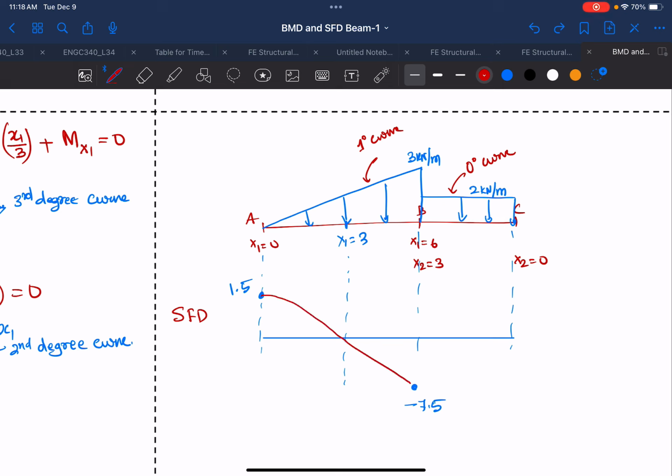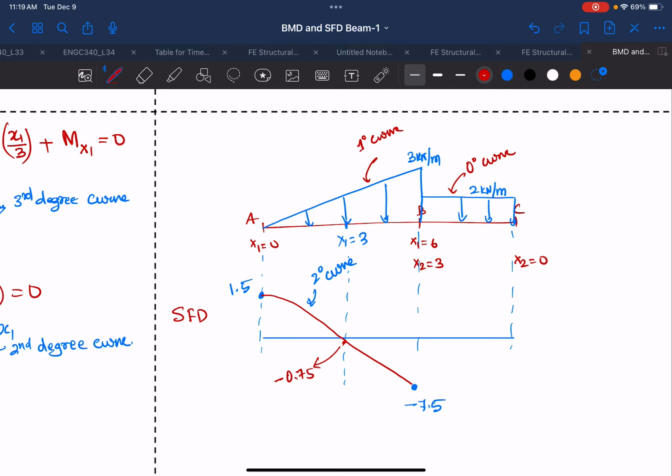For this reason, that's why I'm not a good architecture. Okay, so that will be a 2-degree curve. And you'll see that at x1 equal to 3, your V1 will be minus 0.75.